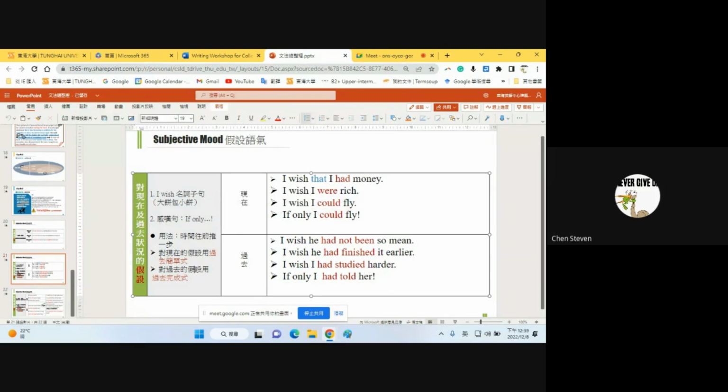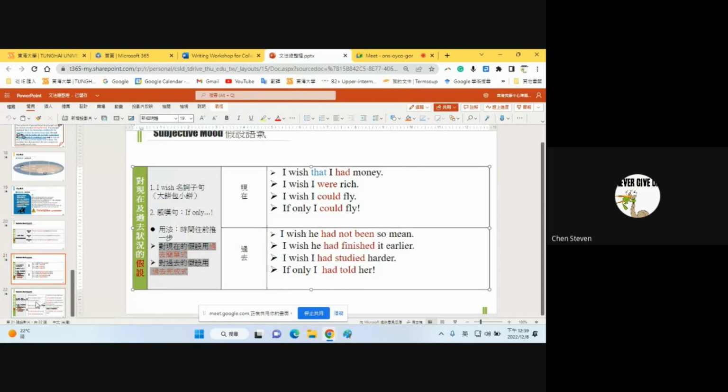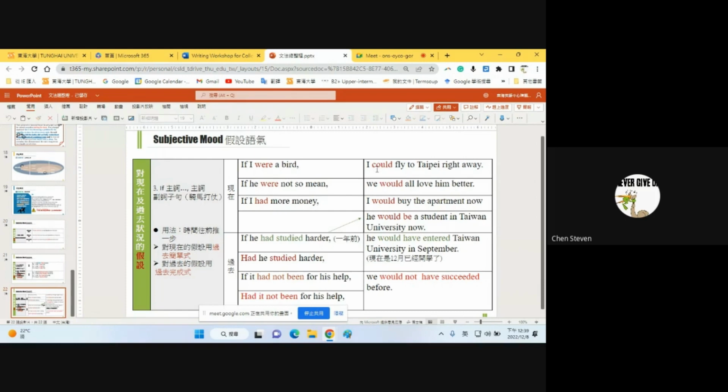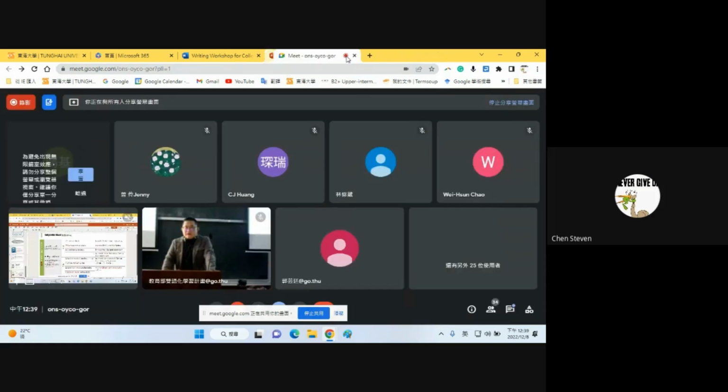And then the guiding principle is quite easy. You just move the time back to a certain point. 如果是现在的假设，你用过去简单；对过去的假设，你用过去完成式。Okay, and then the third scenario is 副词子句的假设. We have a cause and then the effect. So this will be it. Yeah, let me leave this place.